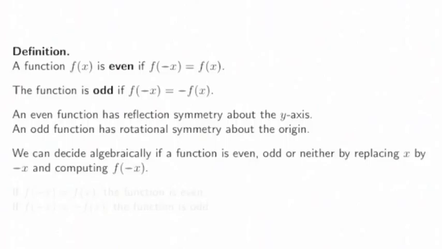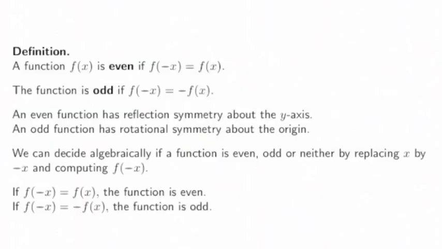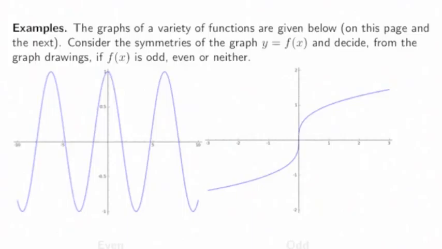We can decide algebraically, without looking at the graph, if a function is even, odd, or neither, by replacing x by minus x and then computing f of minus x. If we get f of x as our answer, the function is even. If we get minus f of x as our answer, the function is odd. And if we get neither of those, then the function could be neither even nor odd.